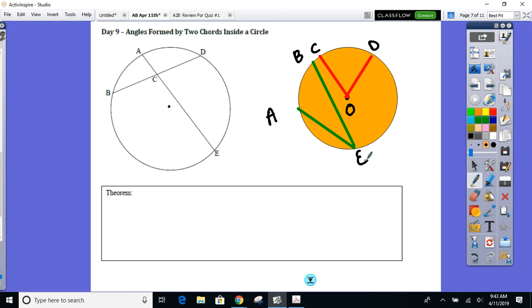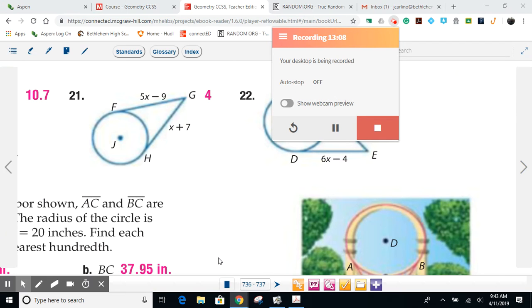All right, I need you to take a look at my diagram, please. I have an inscribed and a central up there. All right, I didn't label which one is which. That's going to be up to you. What I'm going to need from the first person is, how do I find angle AEB? Tell me how to find angle AEB on my diagram.